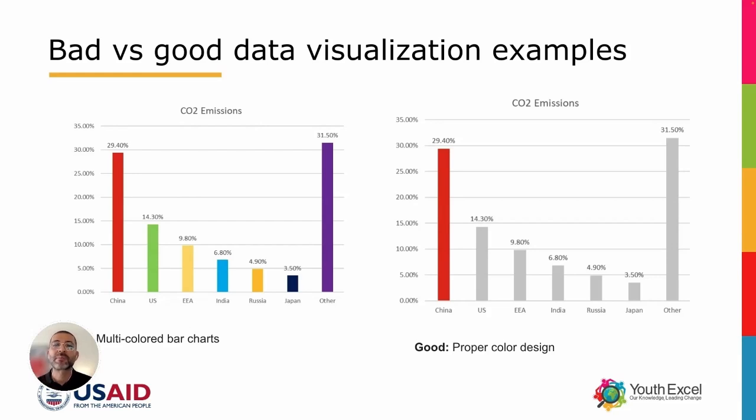Now let's see the example on the right. Colors allow us to highlight whatever information we want. If we want to highlight the country with the biggest CO2 emission, we can use red versus gray. Notice how China immediately sticks out and gets the point across. Other times, it's a good idea to use multiple shades of the same color.